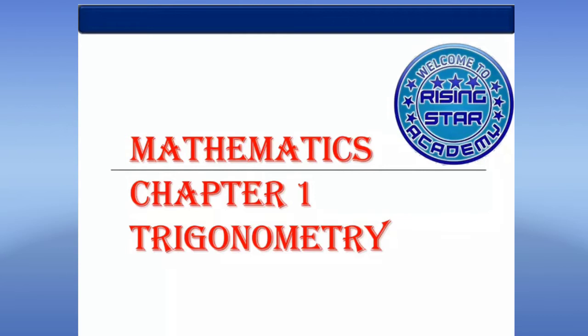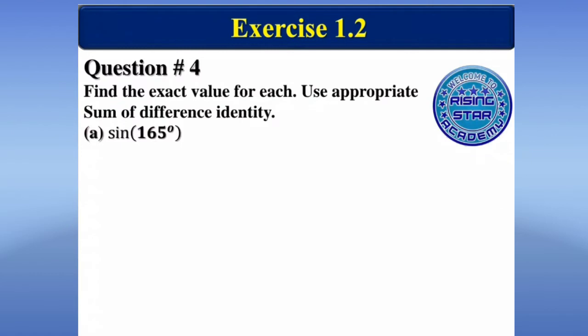Today we will start exercise 1.2, question number 4. Let's start now. In question 4, it says that find the exact value for each. Use appropriate sum or difference identity. So let's solve it.